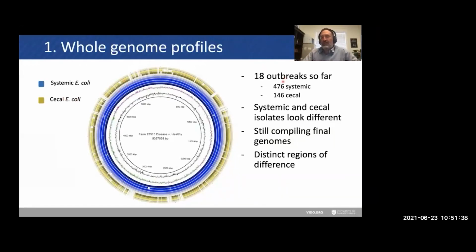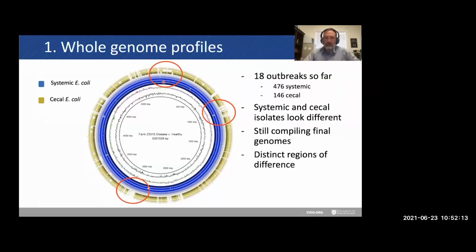And so we've analyzed 18 different outbreaks so far, and we've collected over 500 different strains. And in each outbreak, the systemic and cecal isolates look different from each other. And what this tells us then is that the strains that are causing the disease are not coming from the intestines of healthy birds. So we're still compiling the final genomes, but they, in each case, have distinct regions of difference. So in these 3 here, if you're looking at spaces here, which represent tens to hundreds of genes that are missing compared to systemic E. coli.